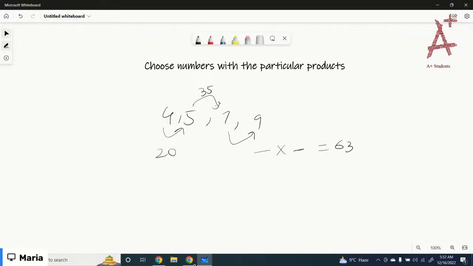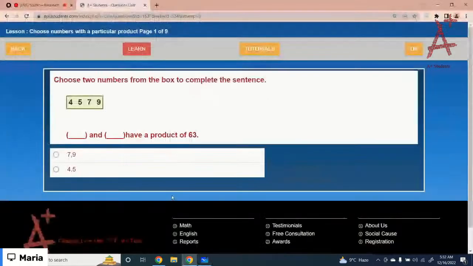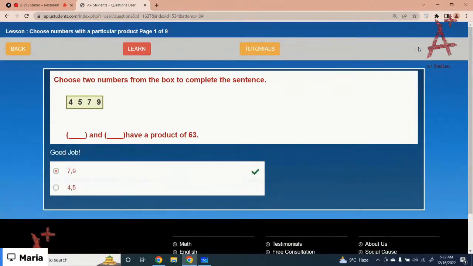Just do 7 times 9. So 7 times 9 is 63. Got it? That means the correct option is 7 and 9 because 7 times 9 makes 63. The first option is the correct one. 7 and 9 have a product of 63. Got it?